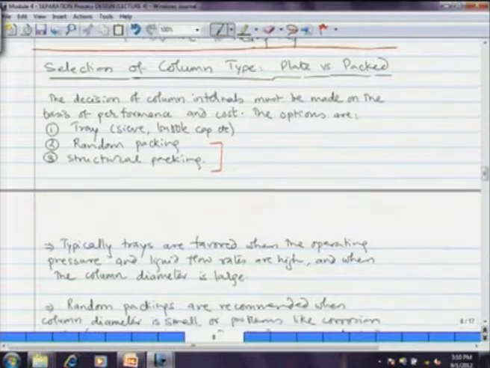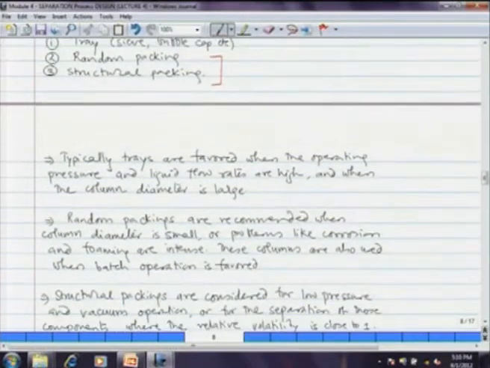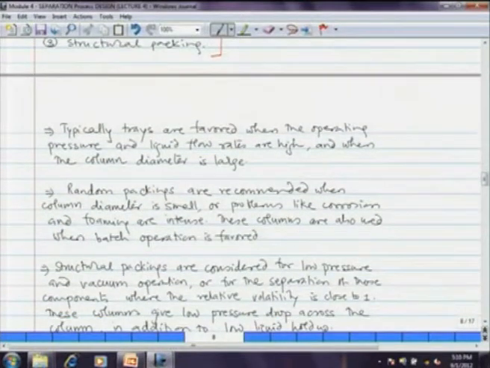The tray columns are favored when the operating pressure and liquid flow rate are high and when the column diameter is large. Random packings are recommended when the column diameter is small or problems such as corrosion or foaming are intense. These columns are also used when batch operations are preferred.